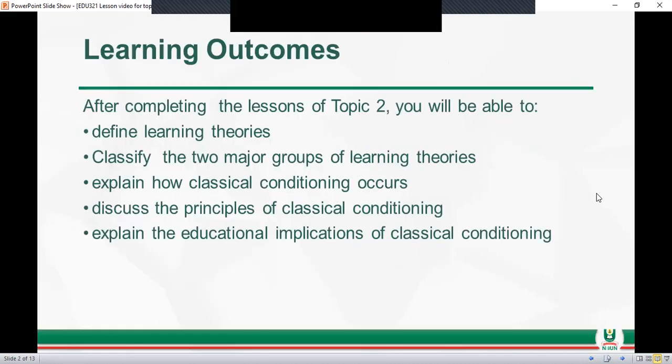After completing the lessons of this topic, you'll be able to define what a theory is within the context of learning, classify the 2 major groups of learning theory, explain how classical conditioning occurs, discuss the principles of classical conditioning, and explain the educational implications of classical conditioning.